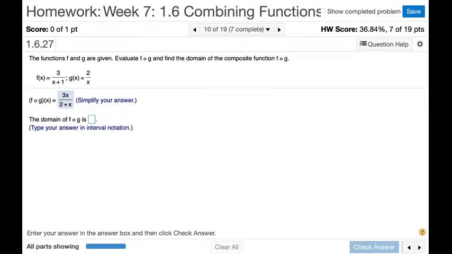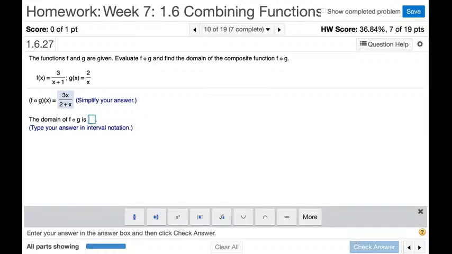So the far left is going to be negative infinity. I think we said 0 and negative 2. So up until negative 2, cup or union, negative 2 to 0, and then union or a cup, 0 to infinity.